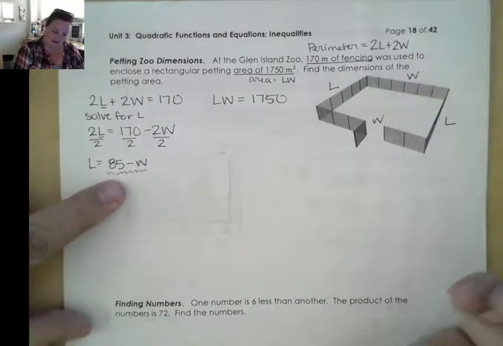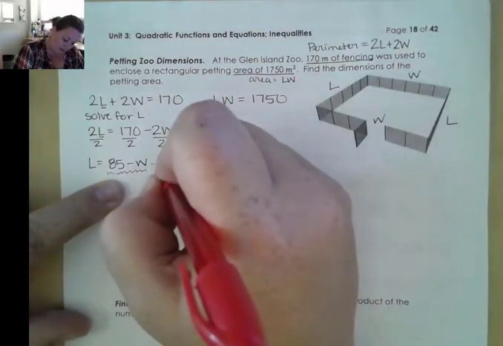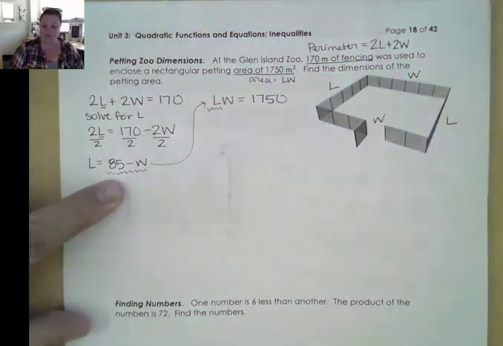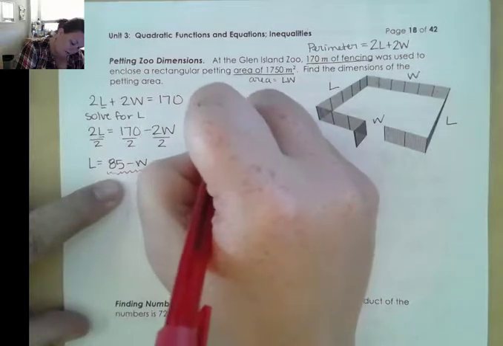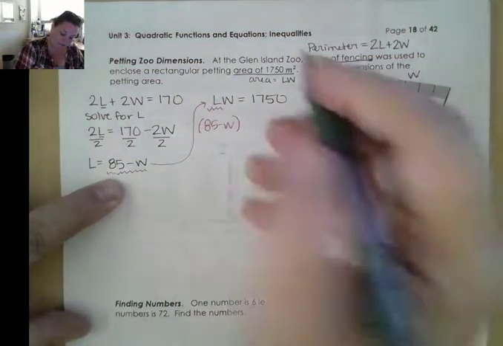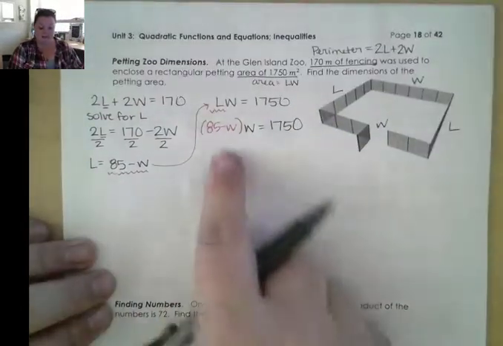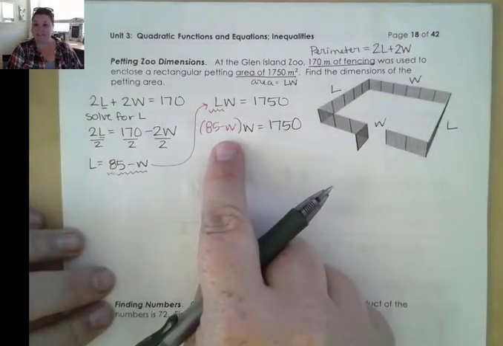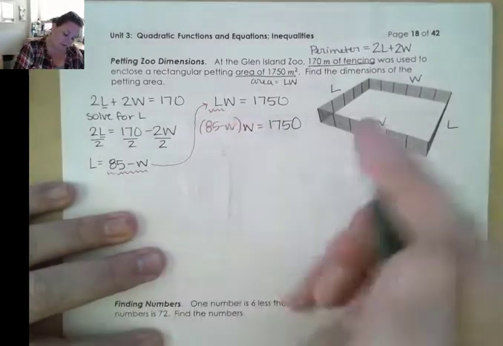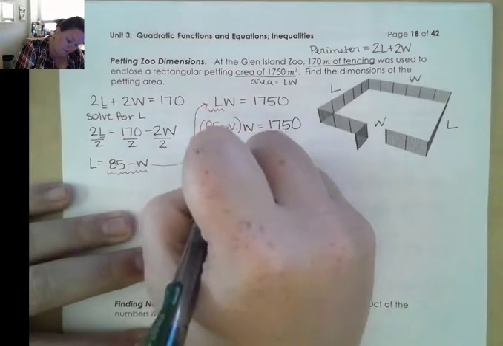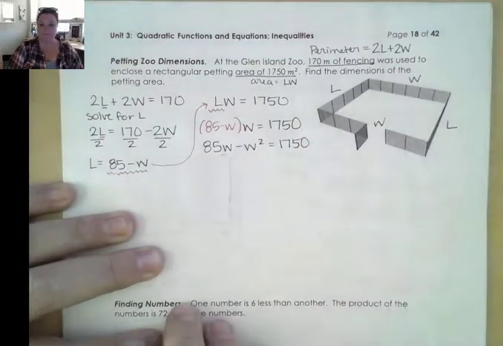So I'm going to take that 85 minus W and plug it into my area equation, okay? So instead of writing an L, I'm going to write 85 minus W, times the W that's there is equal to 1750. And now this is an equation that just has W, so that's easier to solve for, right? Because I only have one unknown. So I'm going to go ahead and distribute the W. So 85W minus W squared is equal to 1750.